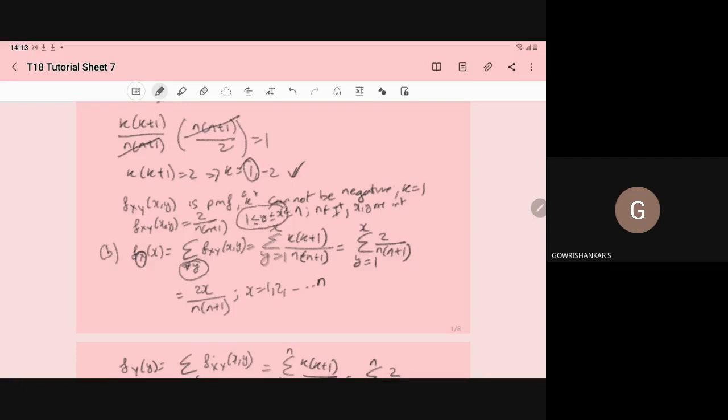So summation y equals 1 to x of k into (k plus 1) upon n into (n plus 1). So k upon k, you already know, is equal to 1. When we put k equal to 1, it becomes 2 upon n into (n plus 1). Summation y equals 1 to x of 2 upon n into (n plus 1) means you have to take the sum of 1, x times. So that will become 1 plus 1 plus 1, x times, so that will be x only. So here we have 2 into x upon n into (n plus 1).